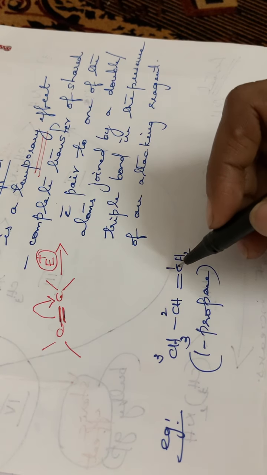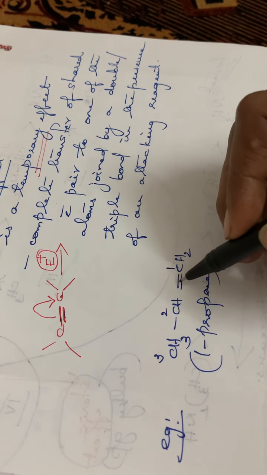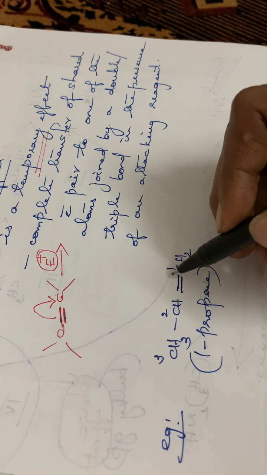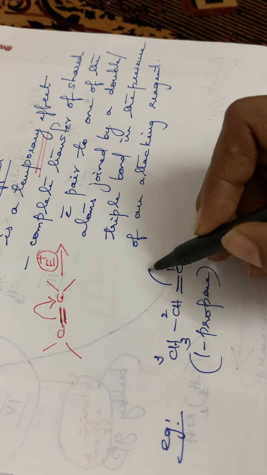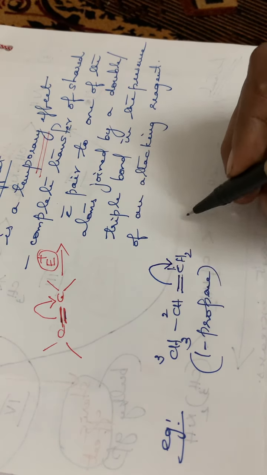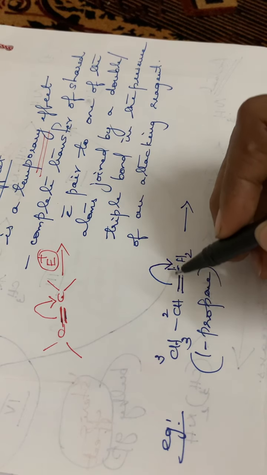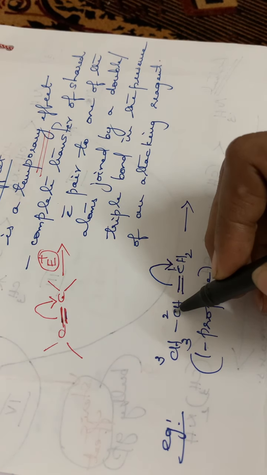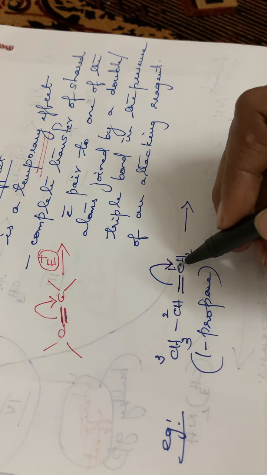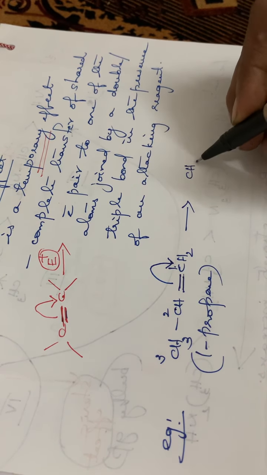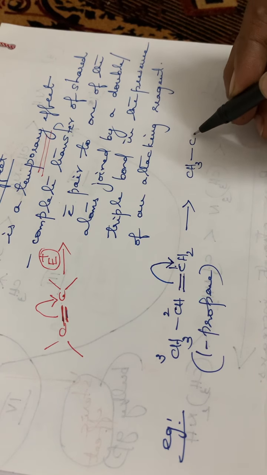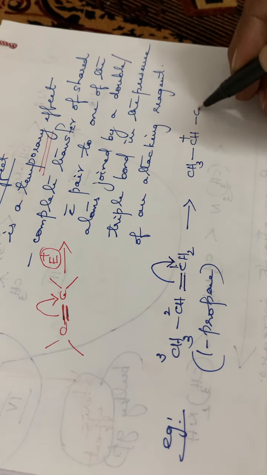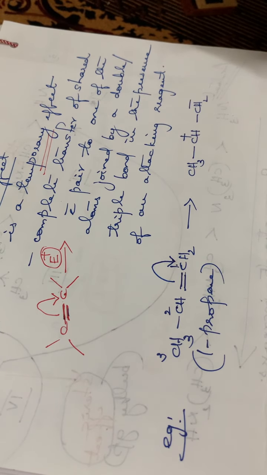So here, there are 2 chances for this pi electron shift, isn't it? This pi electron can be shifted to the first carbon atom. If the electron shift is like this, the second carbon will get a positive charge and the first carbon will get a negative charge. So I will write that ionic structure: CH plus single bond CH2 minus. So this is one chance.